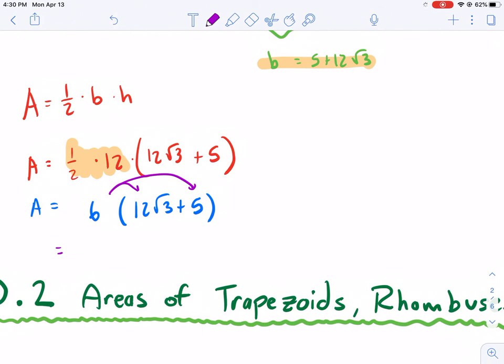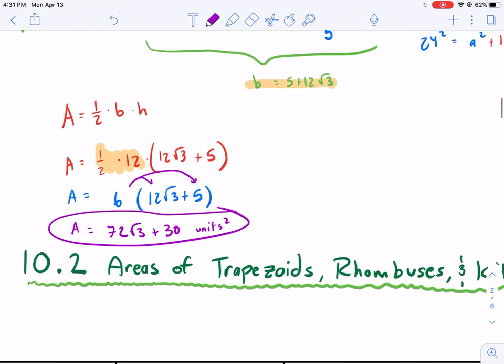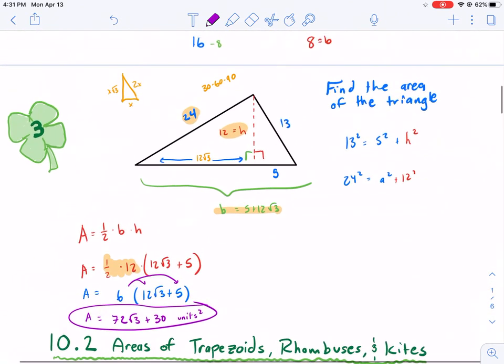Okay, so once I distribute, I get 12 times 6 is 72, radical 3, plus 6 times 5 is 30, and I need the units squared. You can leave it like this. I know it probably makes it uncomfortable for some of you, but you can leave it like that. You may get a decimal, but you can leave it in radical terms. That's what I do with most of my classes, so be prepared for that.